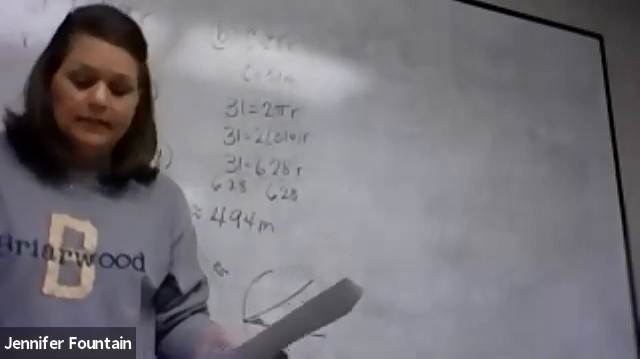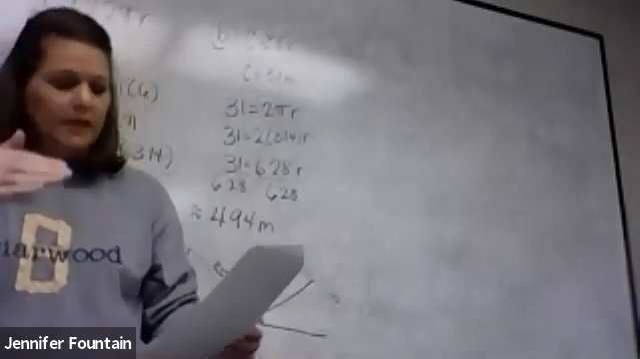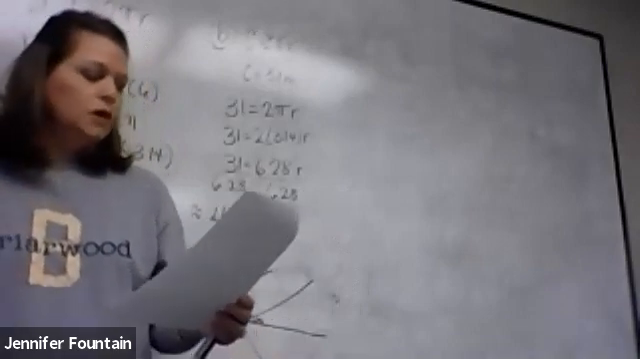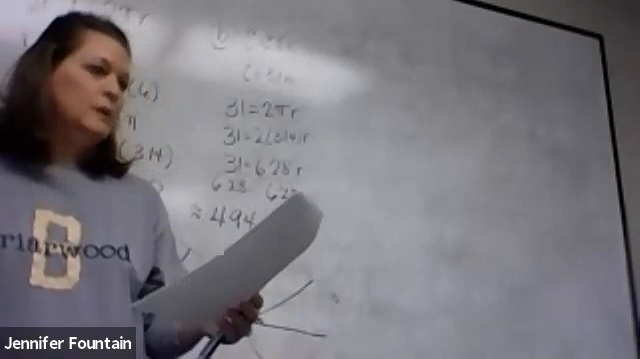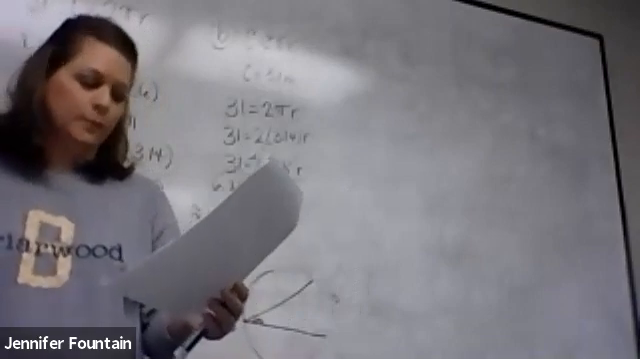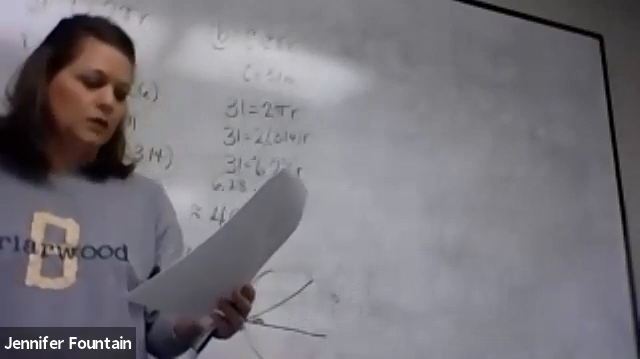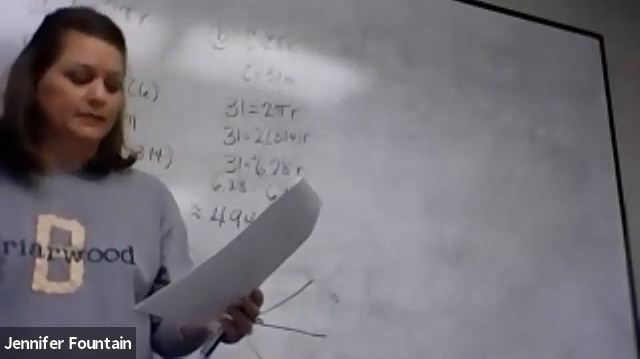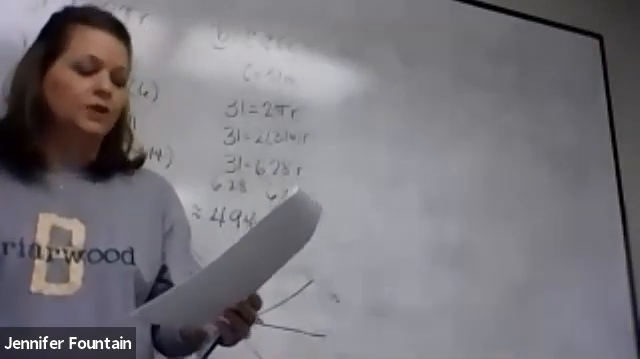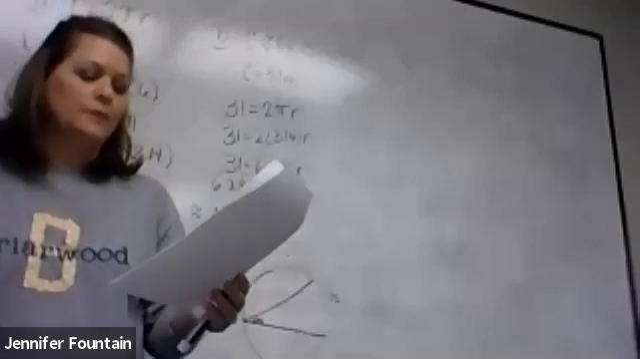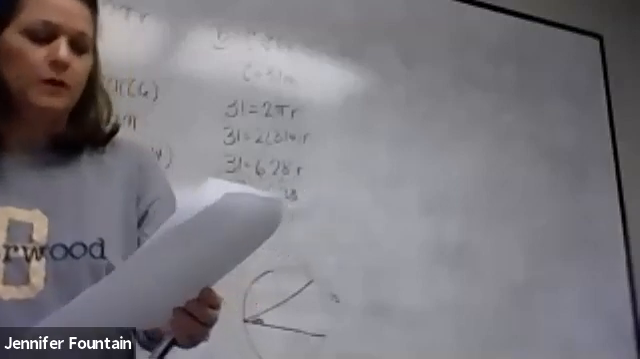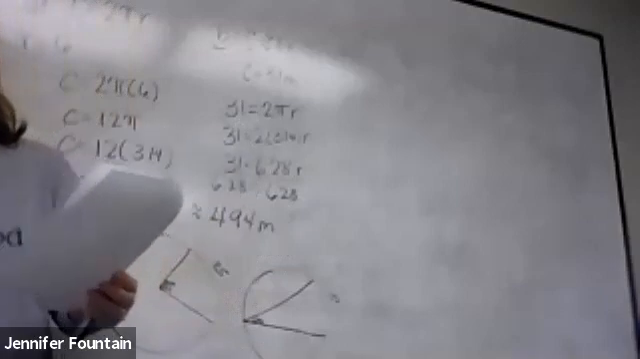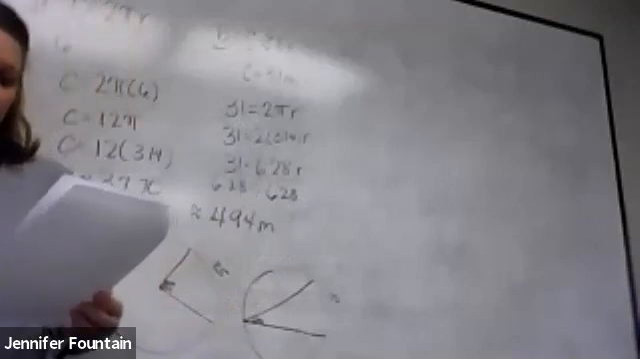So we can see this in the setup of the equation. The arc length AB over circumference 2 pi r is equal to the measure of arc AB over 360. Another way to look at it is we could have the arc length AB is equal to the measure of AB over 360 times 2 pi r. Okay.